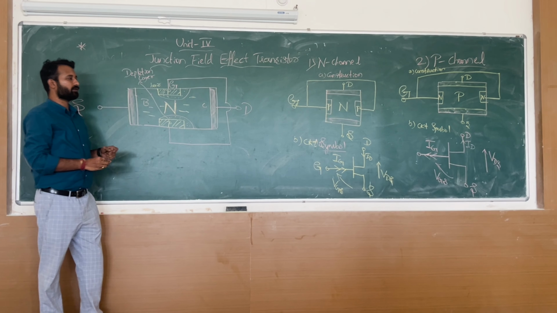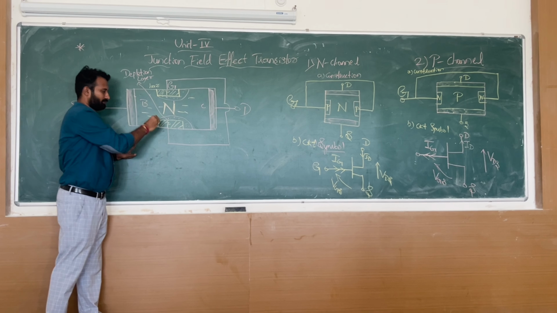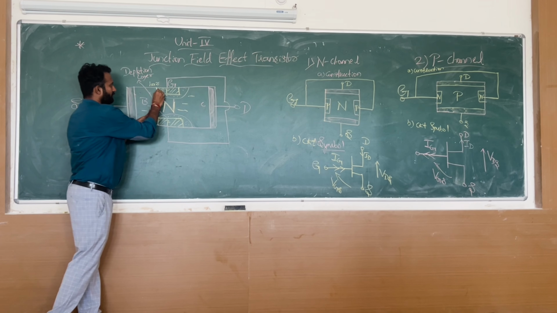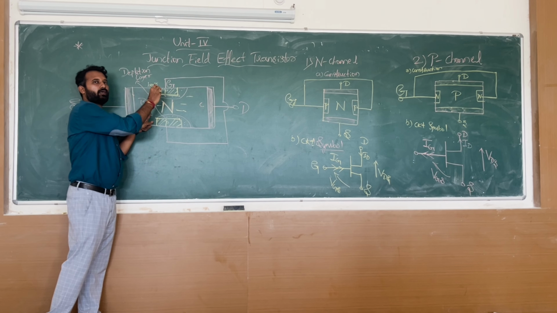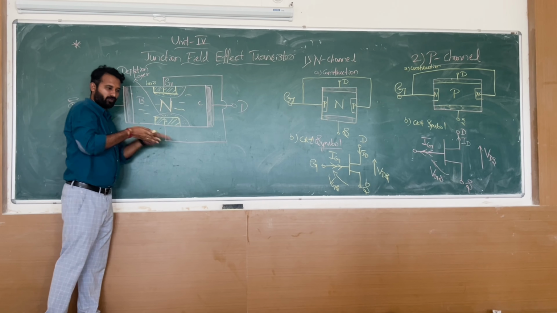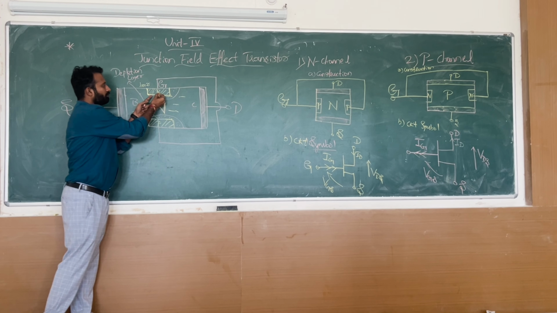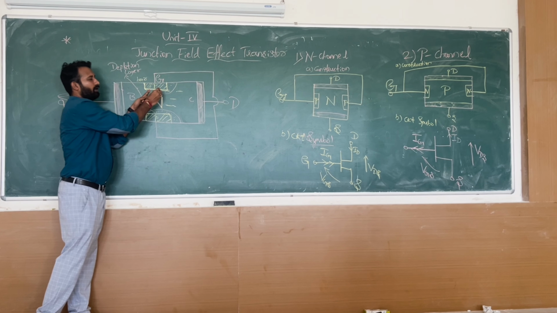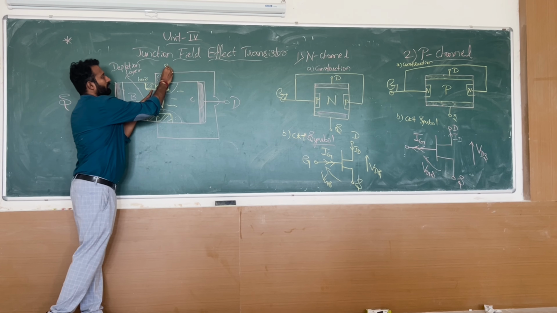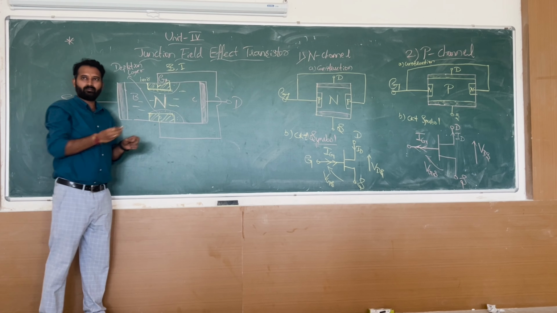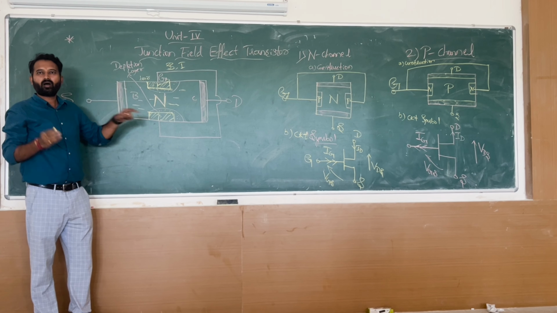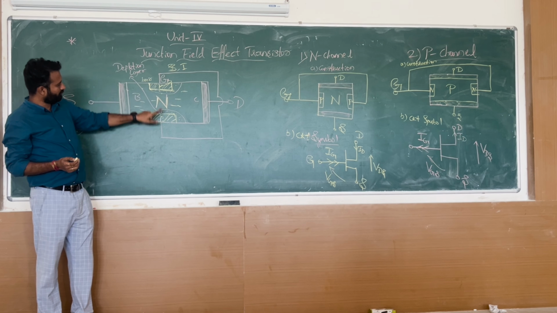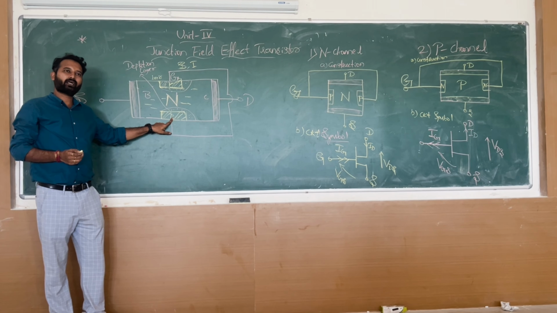Next step: on both the edges, on both the sides of the rectangular bar, we have diffused p-type semiconductor material. Focus here. What have we done? We have diffused, which means we have added p-type semiconductor material on both sides of the bar. P-type material may be boron or indium. We are adding boron or indium on both sides of the bar. Understandable? It is a p-type semiconductor material now, and this is also p-type semiconductor material.